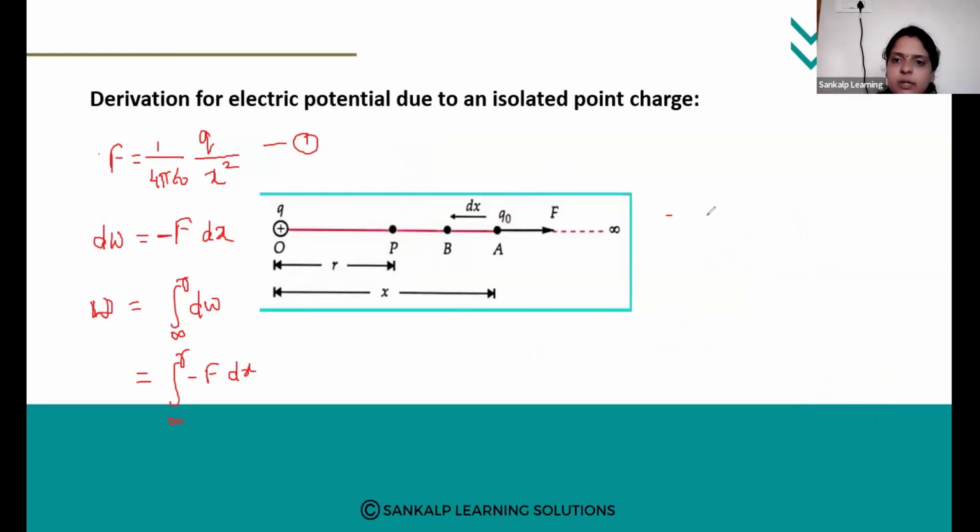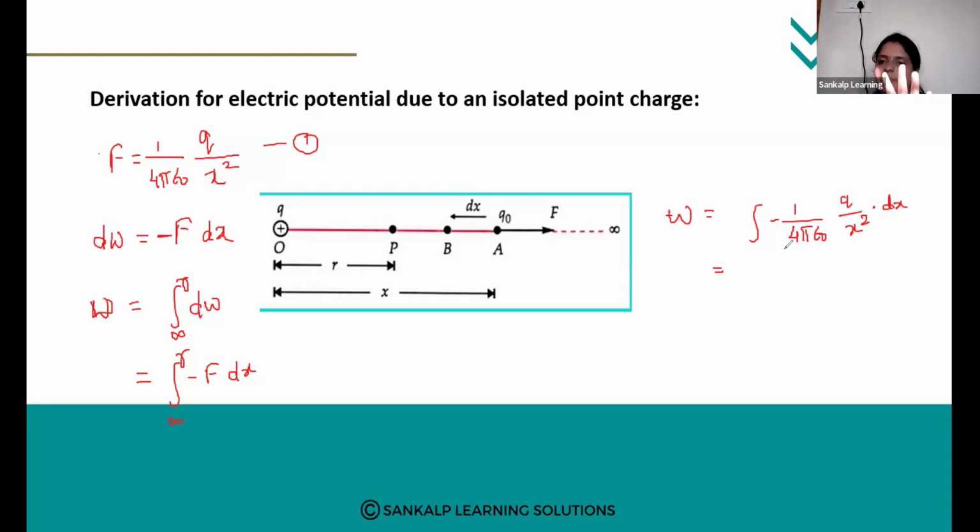Therefore this work done is equal to the integration of minus F dx. F is equal to, you will substitute the value from equation 1. So in equation 1 we have here, students, what is F equal to? From Coulomb's law, it is 1 upon 4 pi epsilon naught, q divided by x square. Okay, so it does not end here, see, it is F into dx. So this is F into dx. Next, this is equal to minus 1 upon 4 pi epsilon naught.